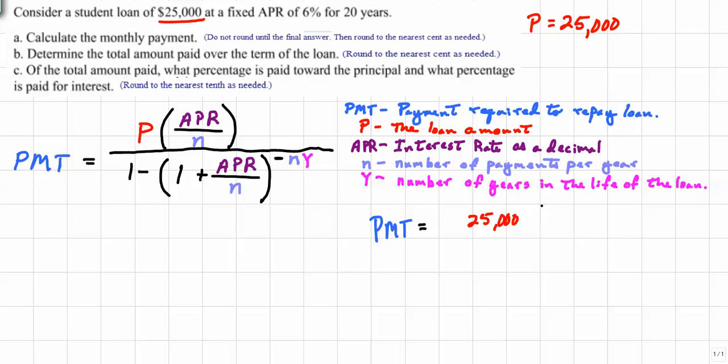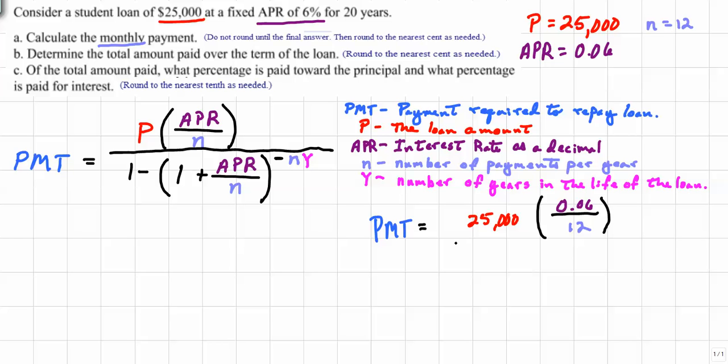Then we're going to multiply that by APR over N. So we need to decide what our APR is. Well, it's a fixed APR of 6%, so APR is going to be equal to 0.06. Then the next thing is to determine what N is. Now remember, N is the number of payments per year. We're going to calculate the monthly payment, so N is going to be equal to 12. And you'll note that we're going to use this 3 times throughout the formula.